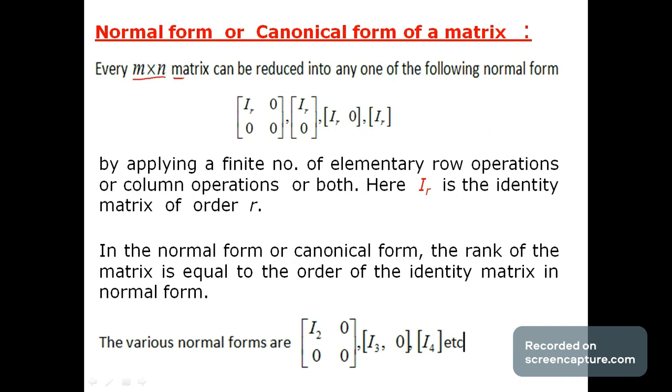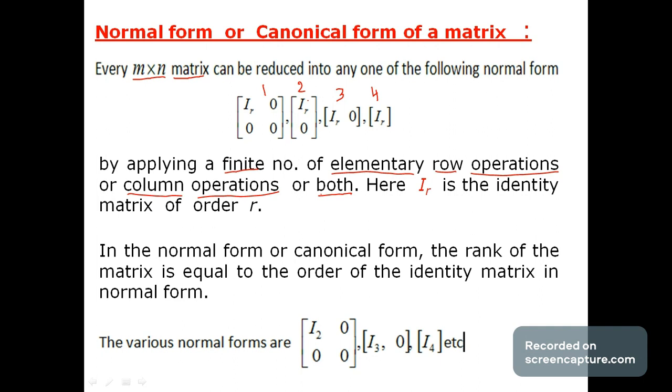Every m by n matrix can be reduced into any one of the following standard normal forms. This is the first standard normal form. This is the second normal form. This is the third normal form. This is the fourth standard normal form. Every m by n matrix can be reduced into these normal forms. How to reduce it? By applying a finite number of elementary row operations or column operations, both row operations and column operations.